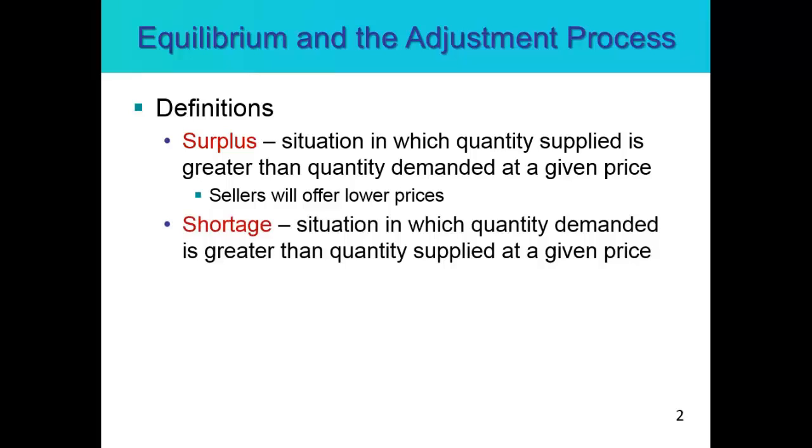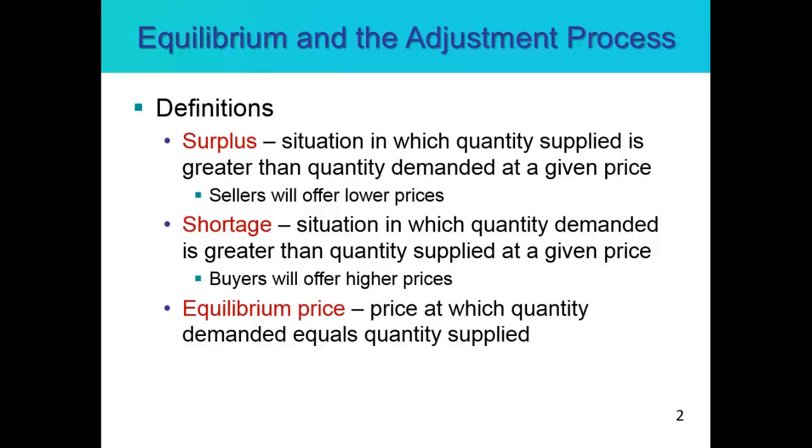Another important definition is what's known as a shortage. A shortage is a situation where at a given price, the quantity demanded is greater than the quantity supplied. What that implies is it's the buyers who can't get their hands on the product. There's not enough product available at the particular price. So buyers start to compete against each other by bidding up the price of the product.